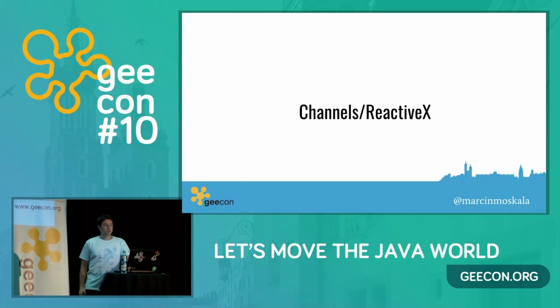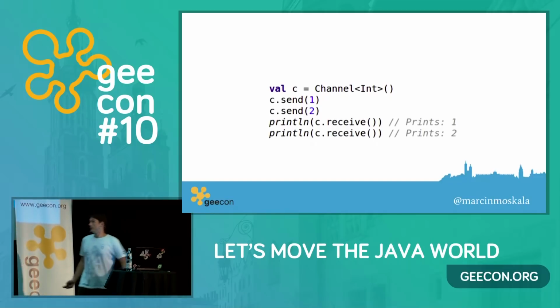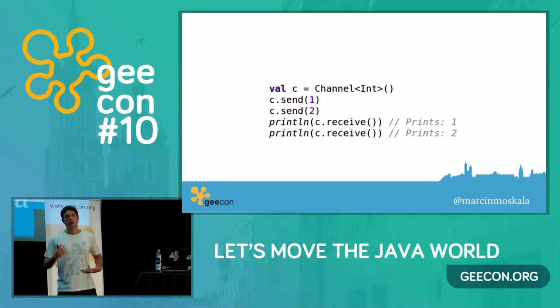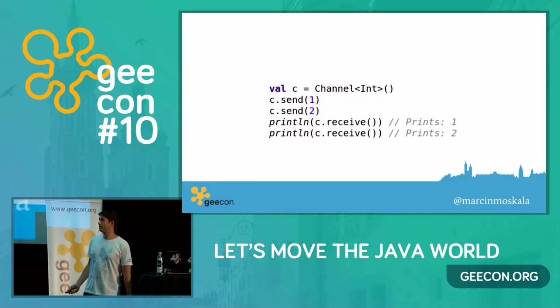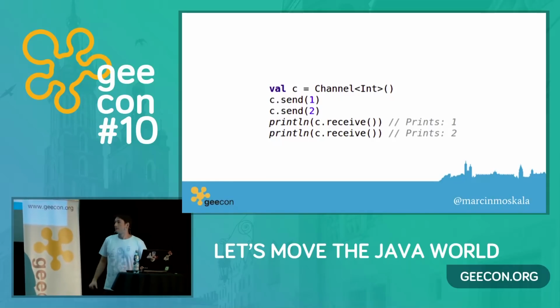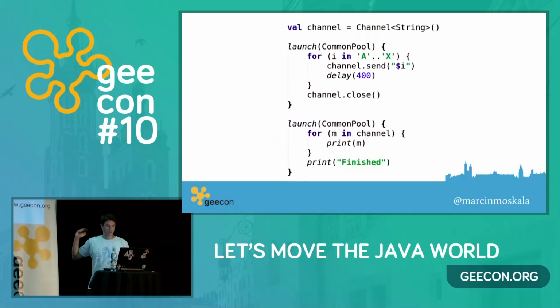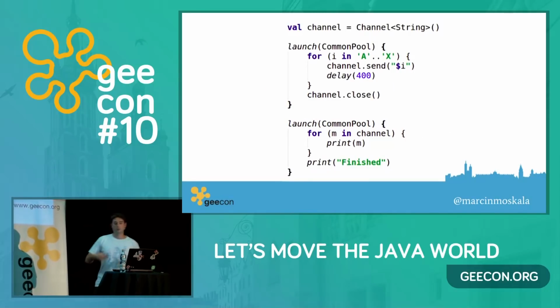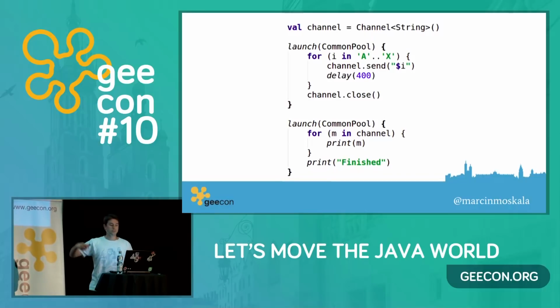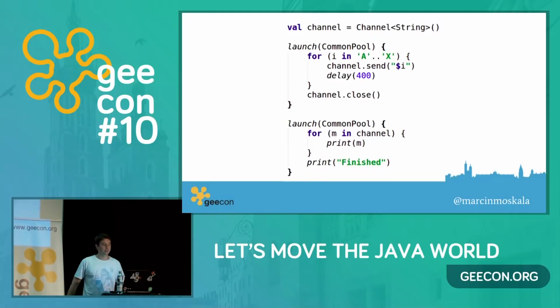Another thing are channels. Channels known from Go and ReactiveX. There are a lot of examples of how coroutines can be used to replace channels, but the very simple one is the following. There is a Channel class in Coroutines. You can send events and receive these events. This is a bit more complex example where you send next letters from A to X, and after each send you wait 40 milliseconds, and after some time you can close it.